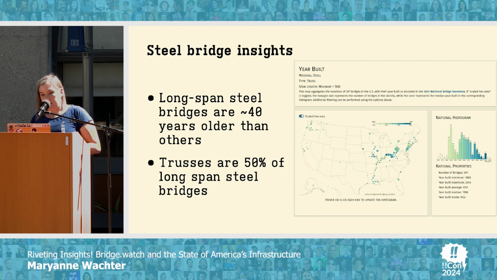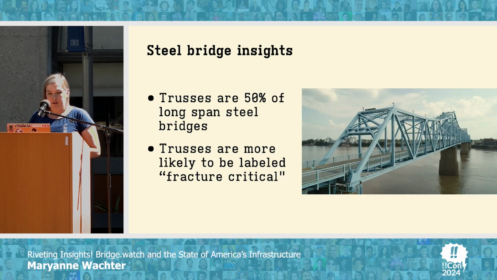And when you look at these long span steel bridges, they are on average 40 years older than other long span bridges. This is not surprising, but most of the long span bridges in the US follow the Mississippi River system, because the width of the river is 4,000 feet at its widest point. But what's interesting, looking at trusses in particular, is that trusses are more likely to be labeled fracture critical.